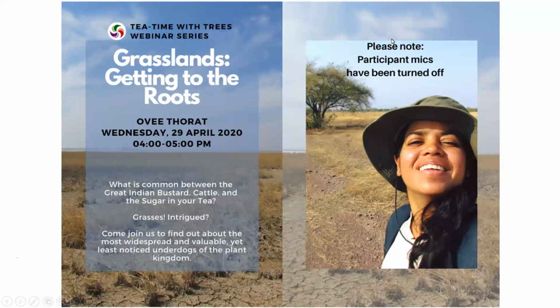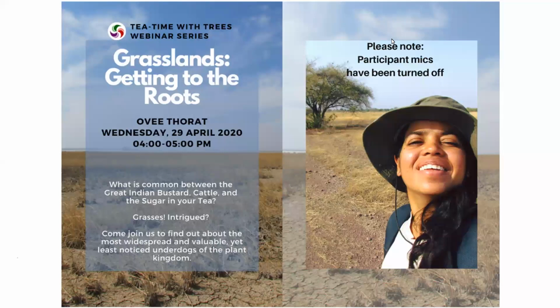So the title of the session is Grasslands Getting to the Roots, and the title was actually suggested by a friend of mine who's really good with words, and he said if the session is on grasslands, there has to be the word grassroots in it, because you know we really need to get closer to the ground in different ways. We need to get closer to the ground to understand grasslands better. And so that's what we'll be trying to do today.